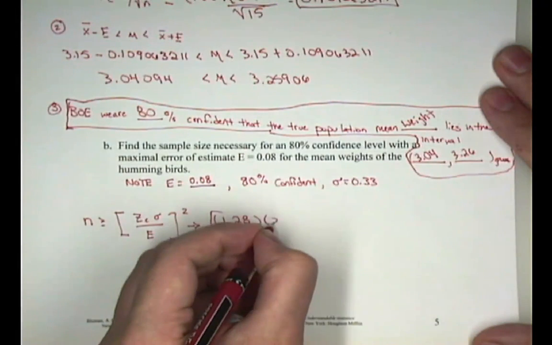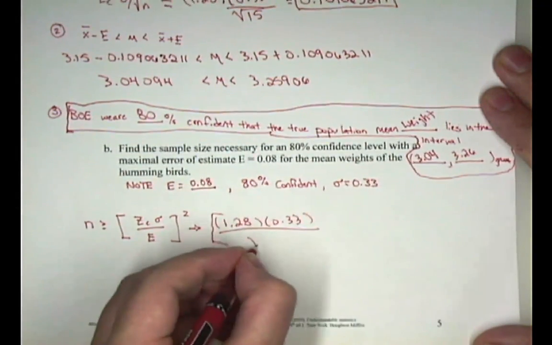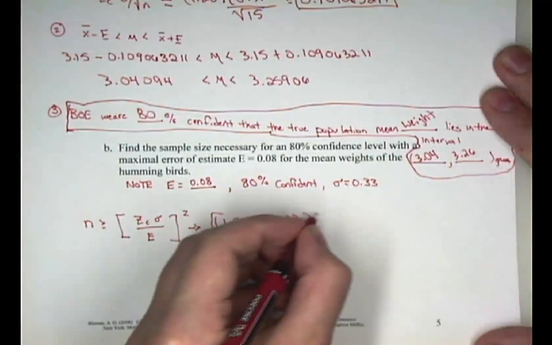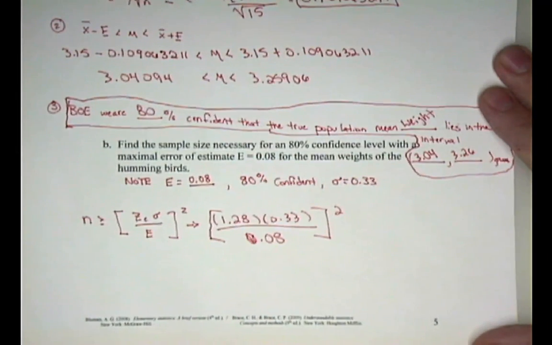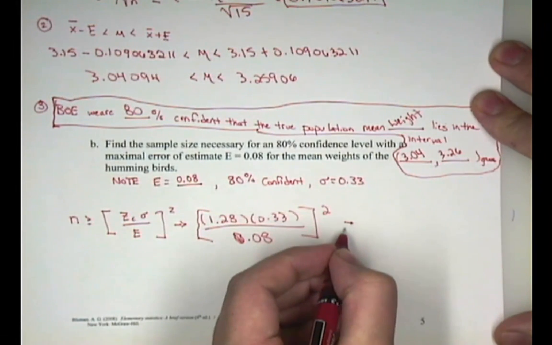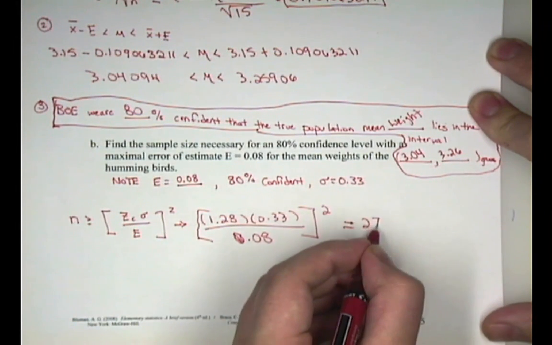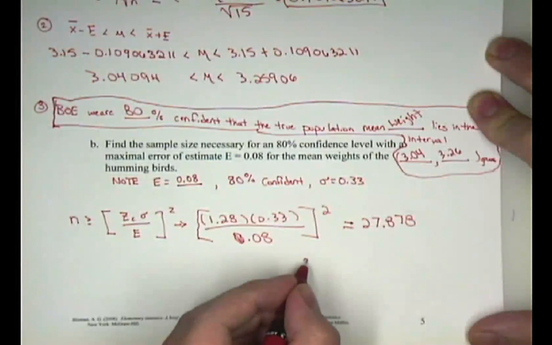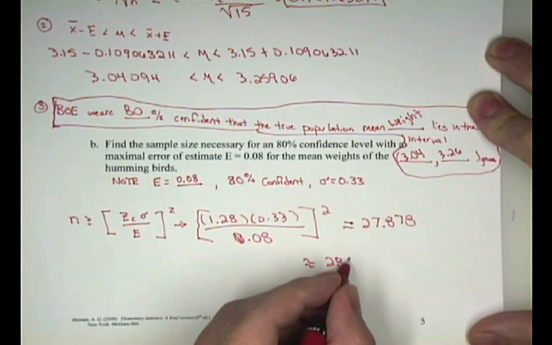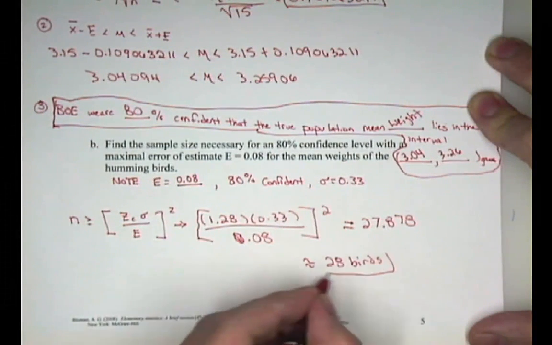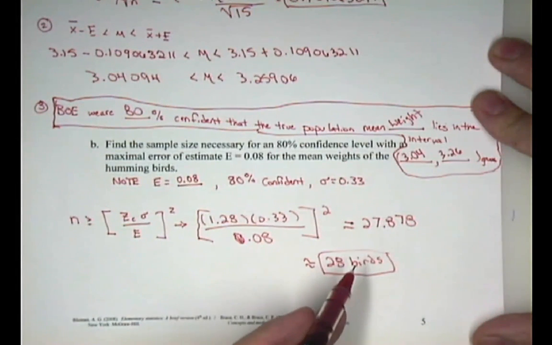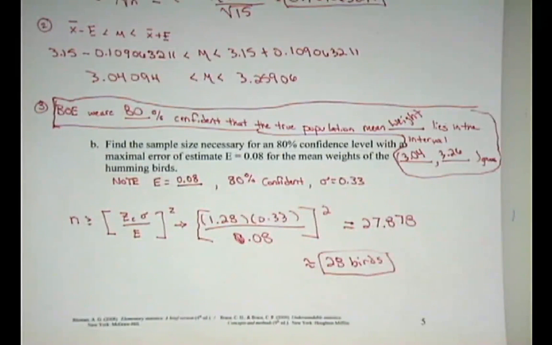1.28 times sigma 0.33 all over, not the square root, how about just E, which is 0.08? And then don't forget to square it, okay? People often forget to square it. So when you work all that out, I'm getting approximately 27.878, and let's round this up to, we need to get at least 28 birds. Okay? So n needs to be at least approximately 28 birds.